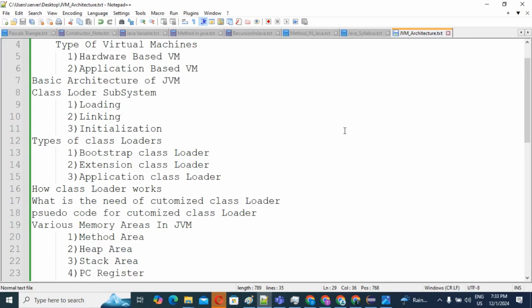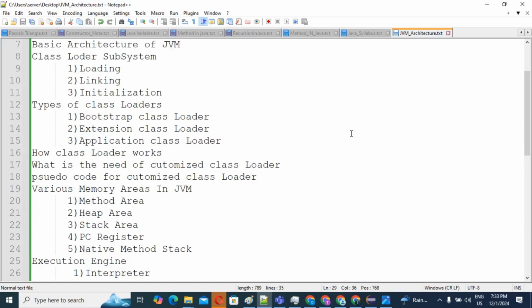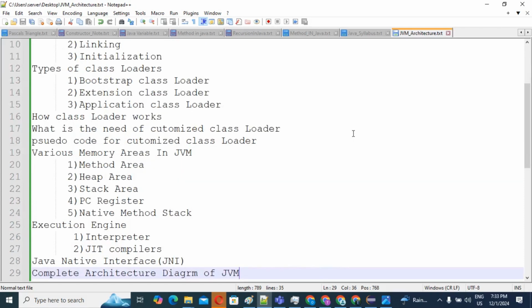Then I will explain the next most important topic in JVM architecture, the various memory areas in JVM. There are 5 types of memory area we have in the JVM, guys: method area, heap area, stack area, PC register, native method stack. How all these memory areas work internally in our Java implementation, in our code. All the memory areas I will explain one by one in front of you.